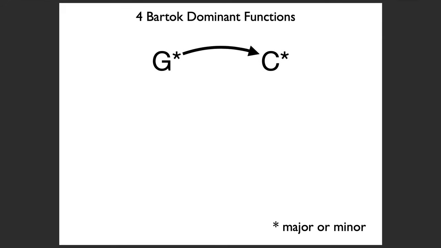So just to recap of those 4 Bartók dominant functions, we can go down a fifth, and either end of that could be major or minor. We can give that an arrow. We could go up a tone, major and minor on either side, so there's 4 more. And you may recognize the Aeolian or deceptive cadence.